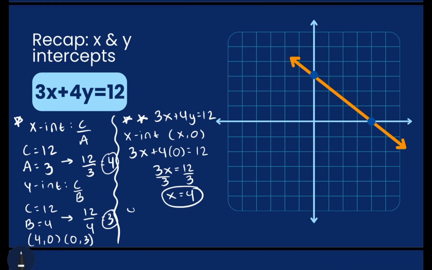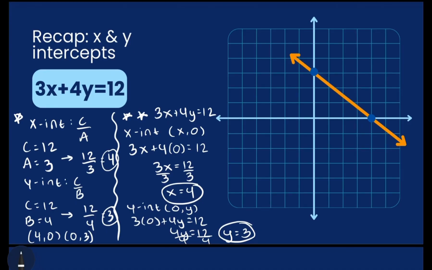And then for my y-intercept, it's when x is 0, so I'm going to replace x with 0, and then I'm going to solve for y. 3 times 0 is 0, so 4y equals 12. I'm going to divide by 4 on both sides, and I get y is equal to 3. And just like that, both methods give me the same exact answer. And that's it. That's how to work with standard form.